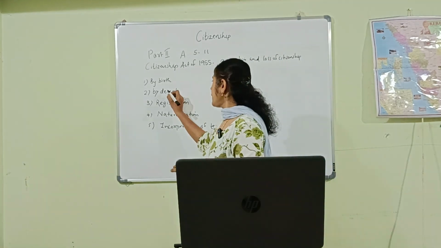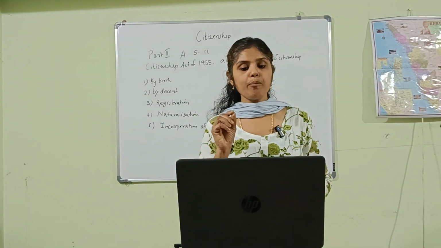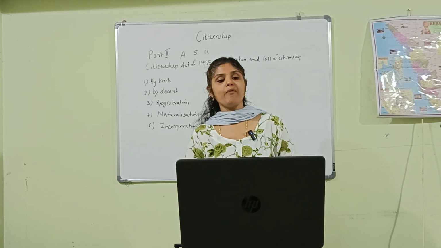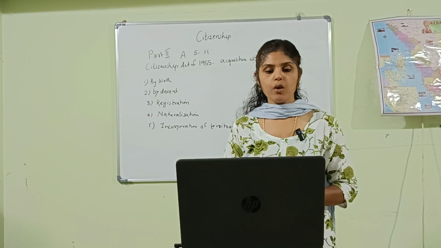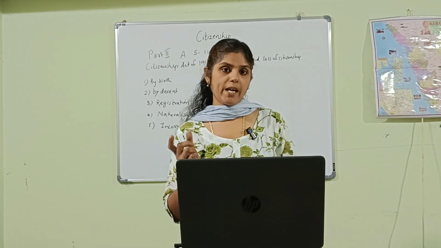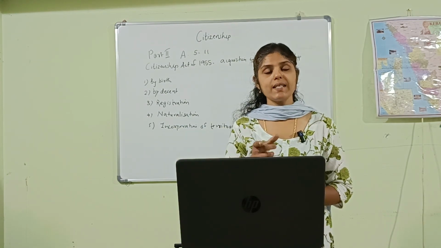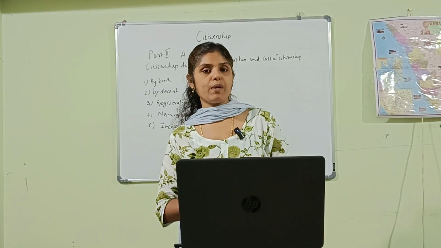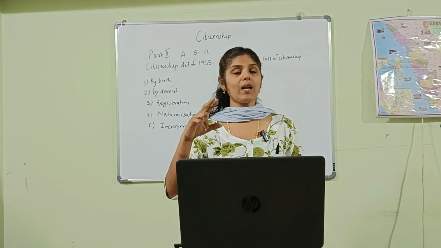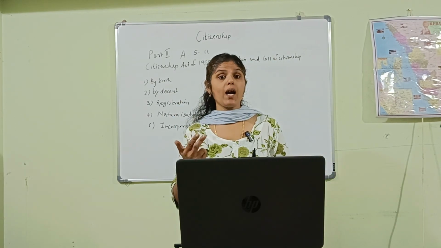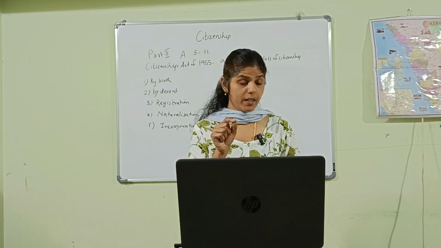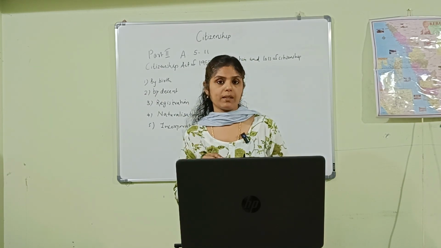How is a person acquiring citizenship by descent? A person born outside India on or after January 26, 1950, but before December 10, 1992, is a citizen of India by descent if his father was a citizen of India at the time of his birth. In the first condition we said the person is born in India itself. In the second condition, by descent means the person is born outside India.